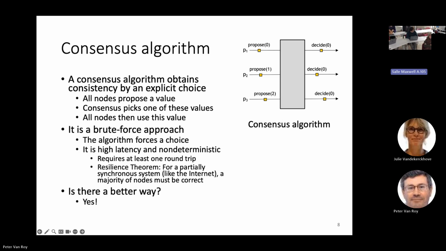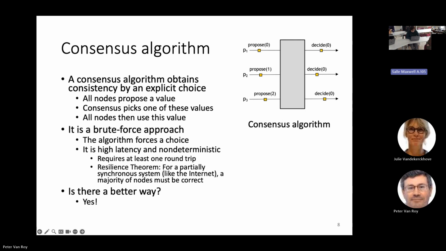But that's brute force. This algorithm forces the node to use that value, and it's also high latency, and it's non-deterministic. This is a very nasty property in computing systems, because we don't really know which value is going to be chosen. It depends on a lot of things, okay? And as I mentioned before, a majority of the nodes must be correct. So I don't like this algorithm. Even though Lamport is a genius, I still don't like this algorithm because it's brute force.